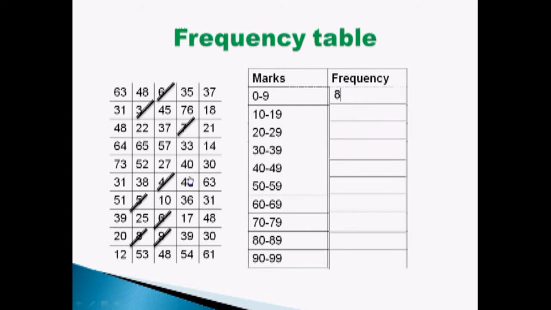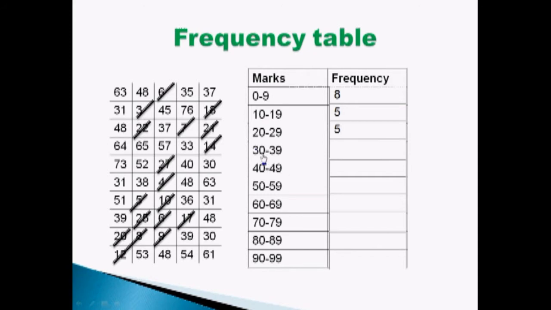Now how many persons got from 10 to 19? That's 1, that's 2, that's 3, that's 4, and that's 5. So 5 persons got from 10 to 19. Hope you're following me now. 20 to 29 now. That's 1, that's 2, that's 3, that's 4, that's 5. Okay, so 5 persons got from 20 to 29.